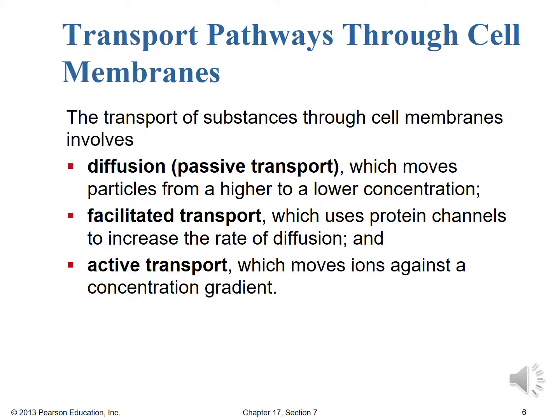We've also got facilitated transport, which allows protein channels to increase the rate of diffusion. And then finally, active transport, which moves ions against a concentration gradient. So potassium levels inside the cell, for instance, can be different than outside the cell, and we can force that higher concentration gradient to go against the normal diffusion through active transport.